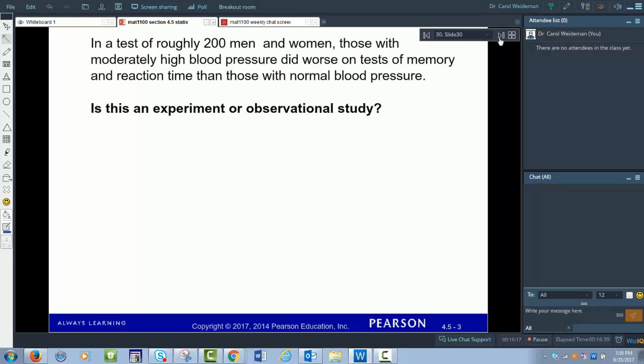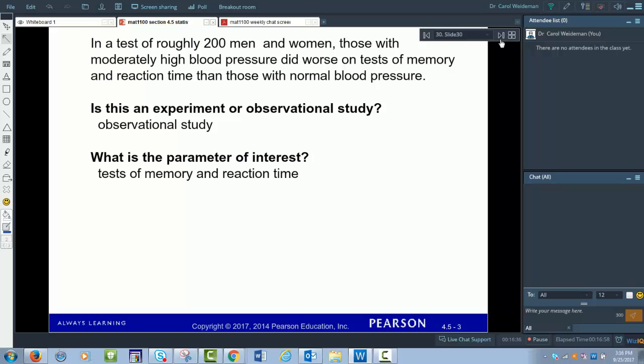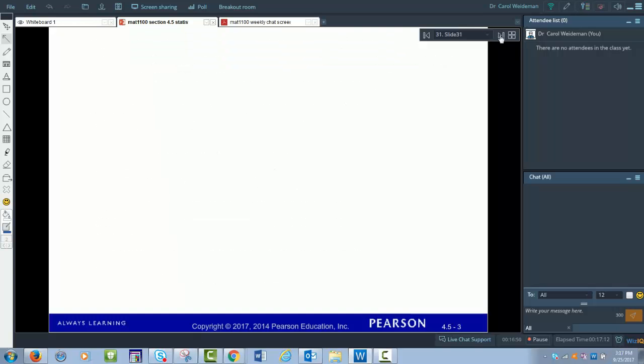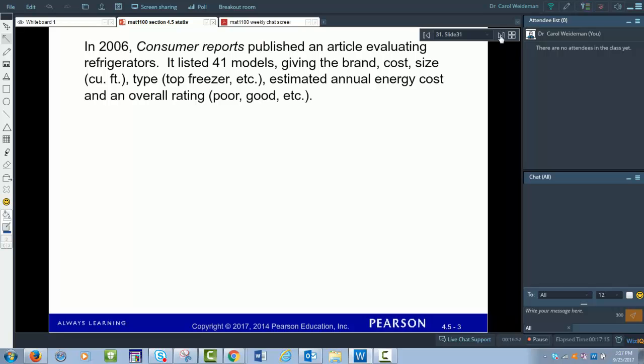In a test of roughly 200 men and women, those with moderately high blood pressure did worse on tests of memory and reaction time than those with normal blood pressure. Is this an experiment or an observational study? Okay, this is observational because we're not doing anything. We didn't assign these people to have high blood pressure or not have high blood pressure. We're just observing them. What's the parameter of interest? What we're interested in is whether or not the blood pressure affects what? The tests of memory and reaction time. What does the 200 men and women represent? That represents the sample. How were they selected? Many times information is not given, and in this example they didn't tell us how they selected the men and the women.